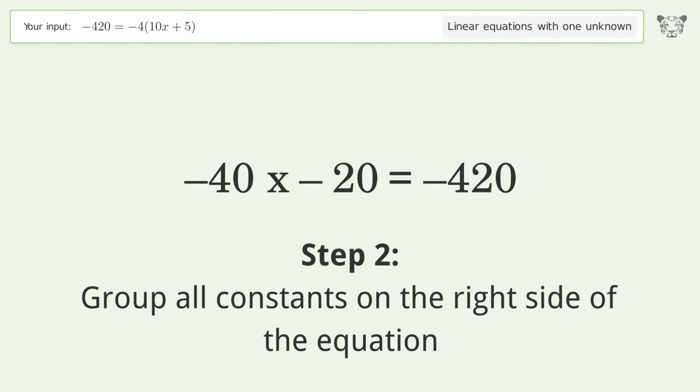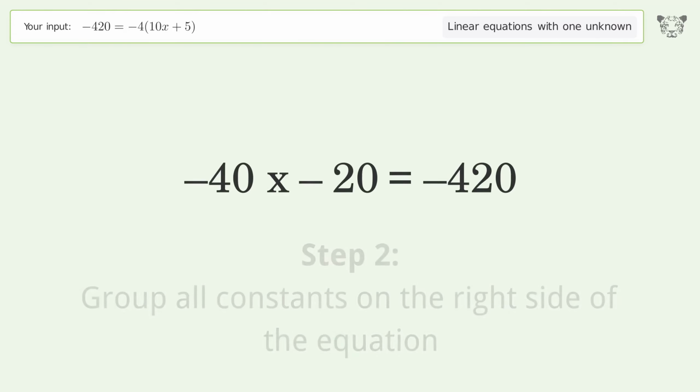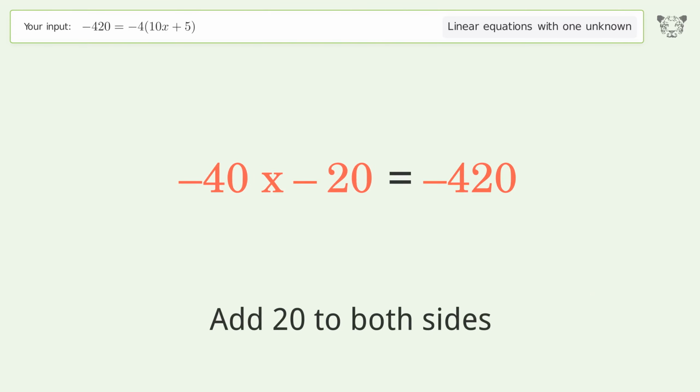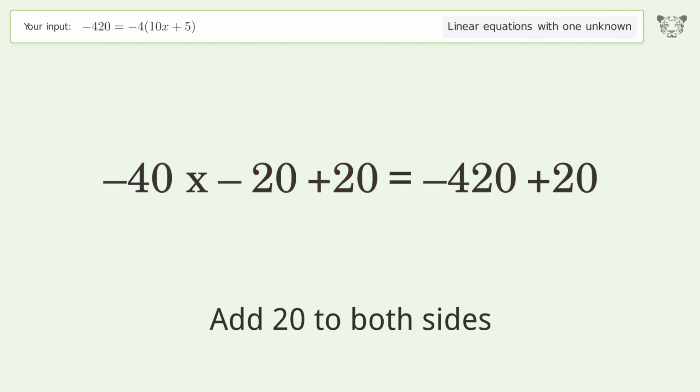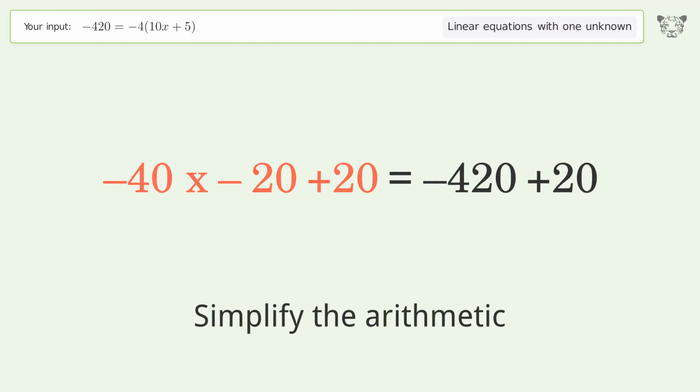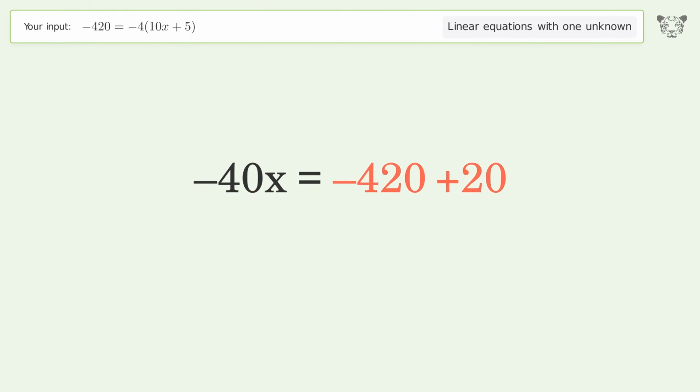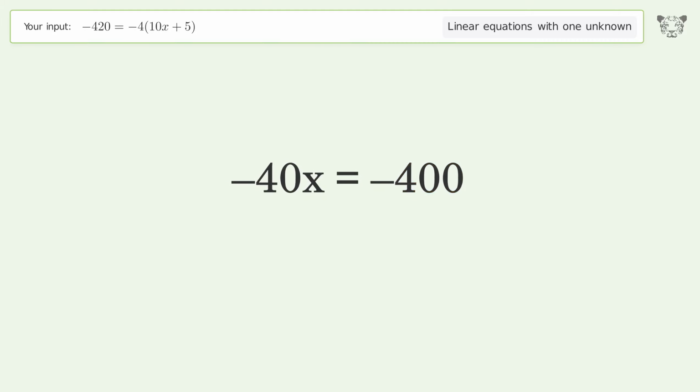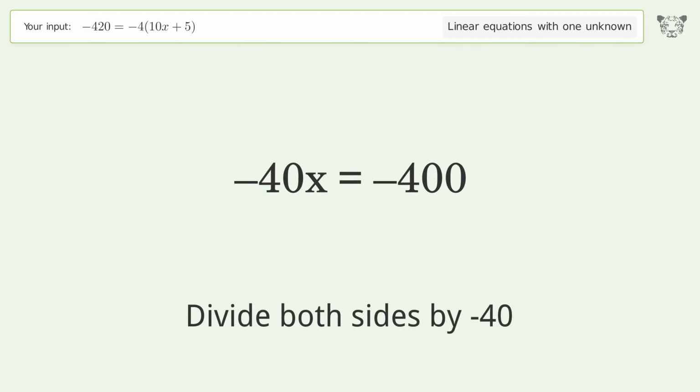Group all constants on the right side of the equation. Add 20 to both sides. Simplify the arithmetic. Isolate the x. Divide both sides by -40.